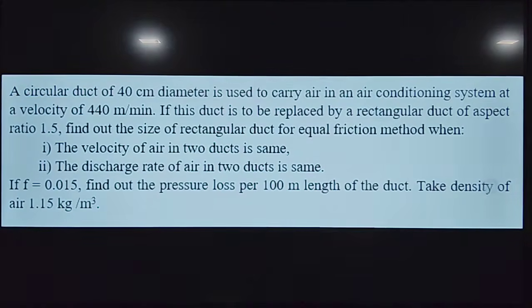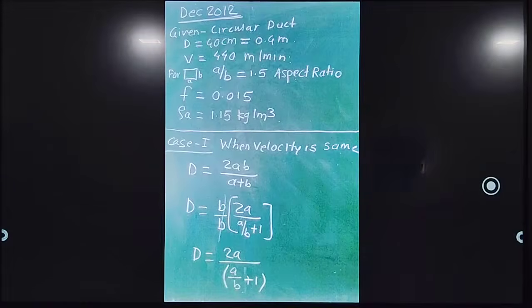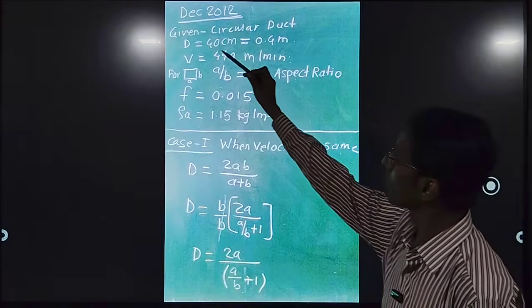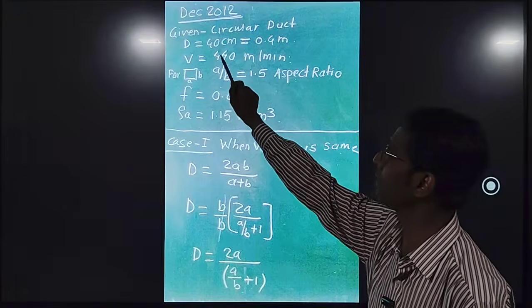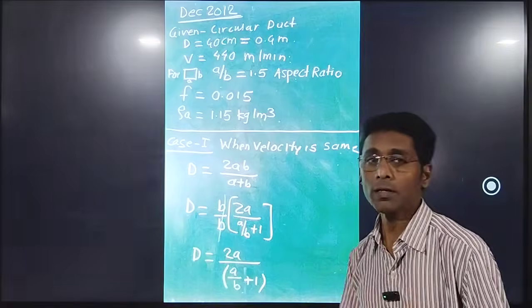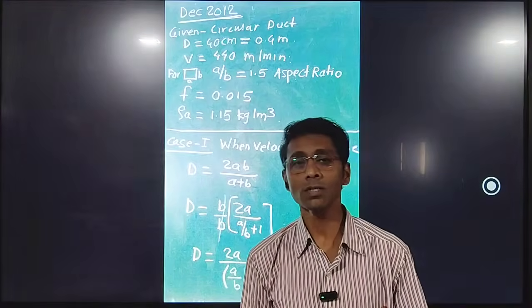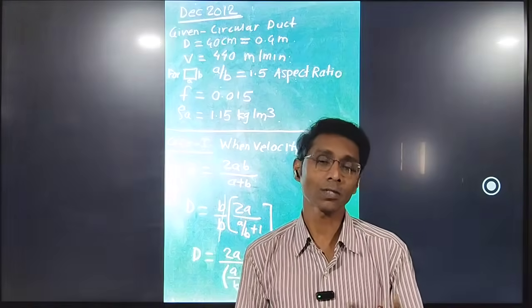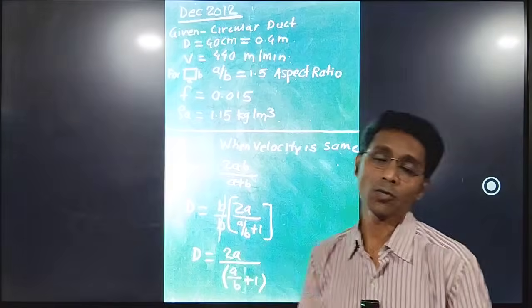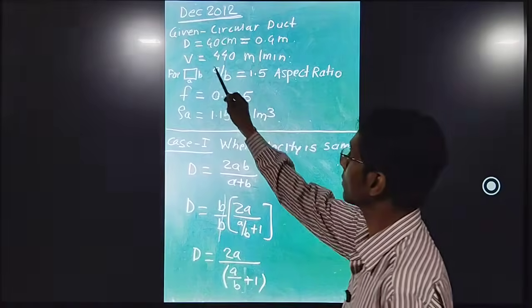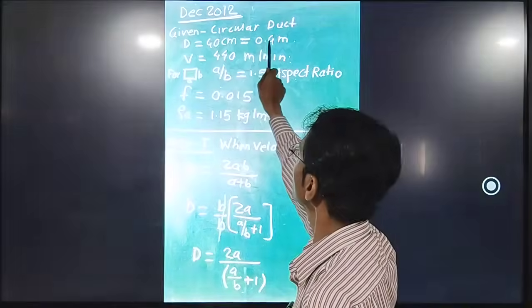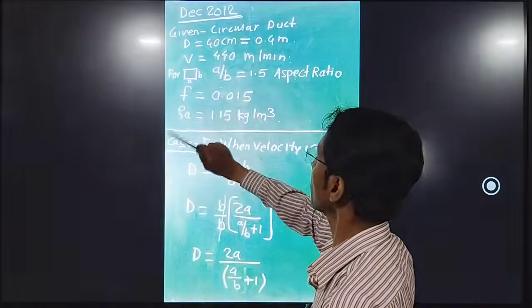So let us start. First of all, let us list the data which is given here. Given is a circular duct, diameter 40 centimeter. In any numerical, we have to convert all the dimensions into meter, whatever are given. So that is why here 40 centimeter in meter is 0.4 meter.